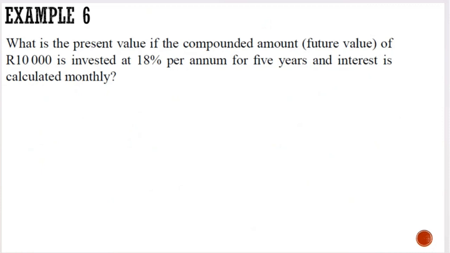I've varied this example. In this example now, we are looking for the present value. That means a discounted value. Sometimes a present value is called a discounted value. I'm giving you these keywords.